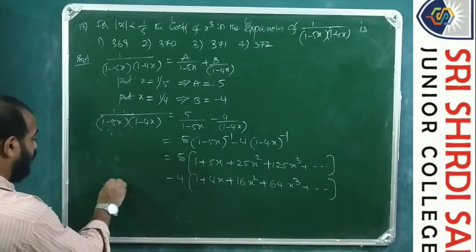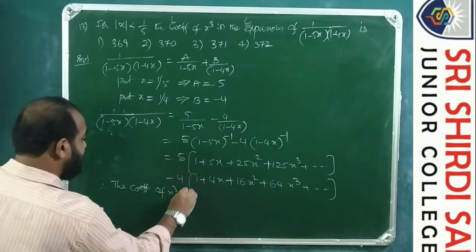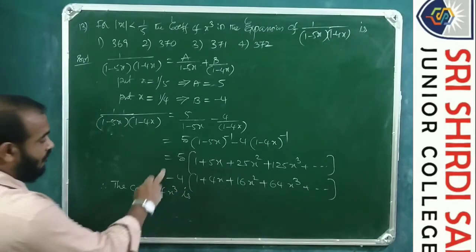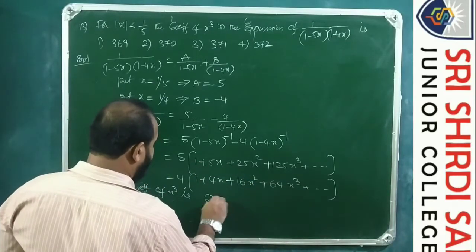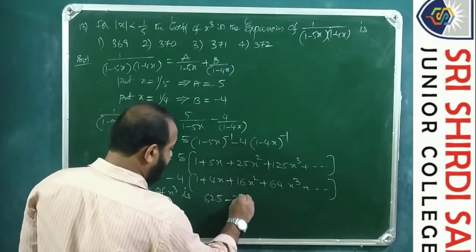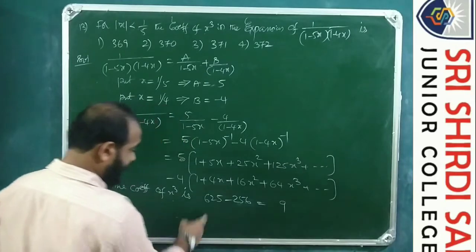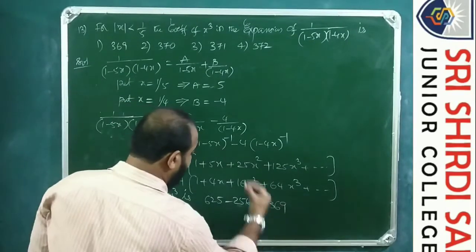Therefore, the coefficient of x cube is, 5 into 125 is 625, minus 4 into 64 is 256. So 625 minus 256 is 369. So this is the option number 1.